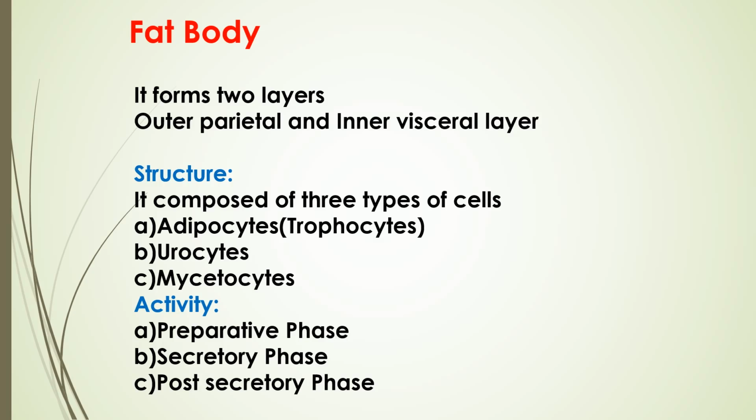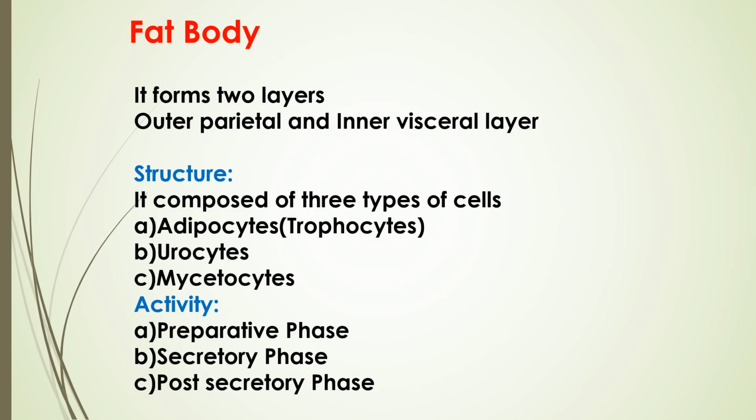Now, the phases of activity are the preparative phase, secretory phase and post-secretory phase. The larval fat body is replaced by the imaginal fat body during the last molt. The fat body shows cyclic synthetic activity in larval and adult stages. In the larval stage, intermolt and molt cycles of activity occur, while in the adult stage pre-vitellogenic and post-vitellogenic activity can be seen in different types of female insects.